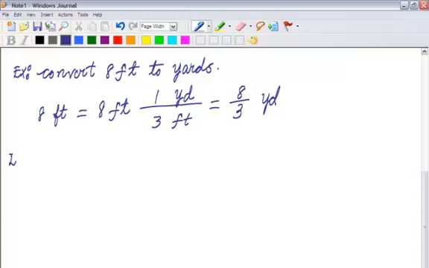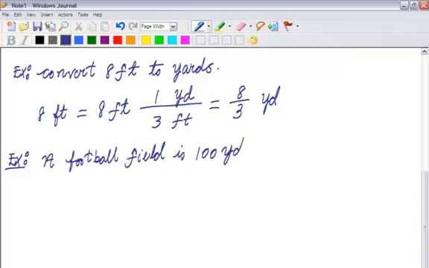Let's look at another example. Suppose you have a football field which is 100 yards long, okay? When I say football field, I don't mean the soccer field, okay? Football field, the American football field. A football field is 100 yards long.